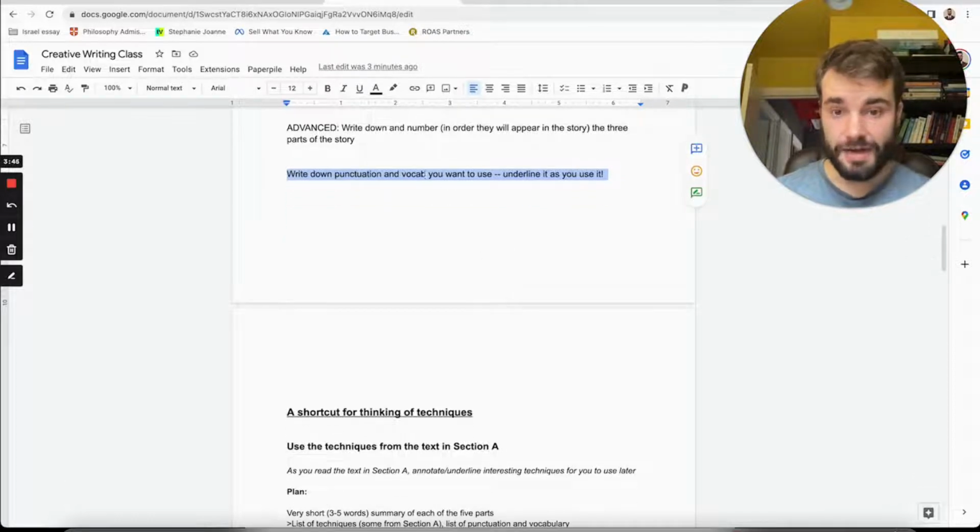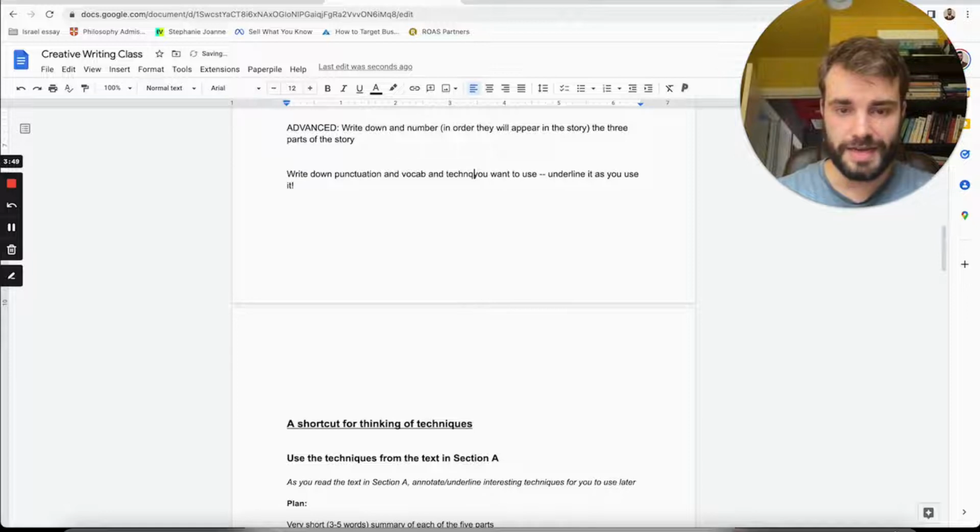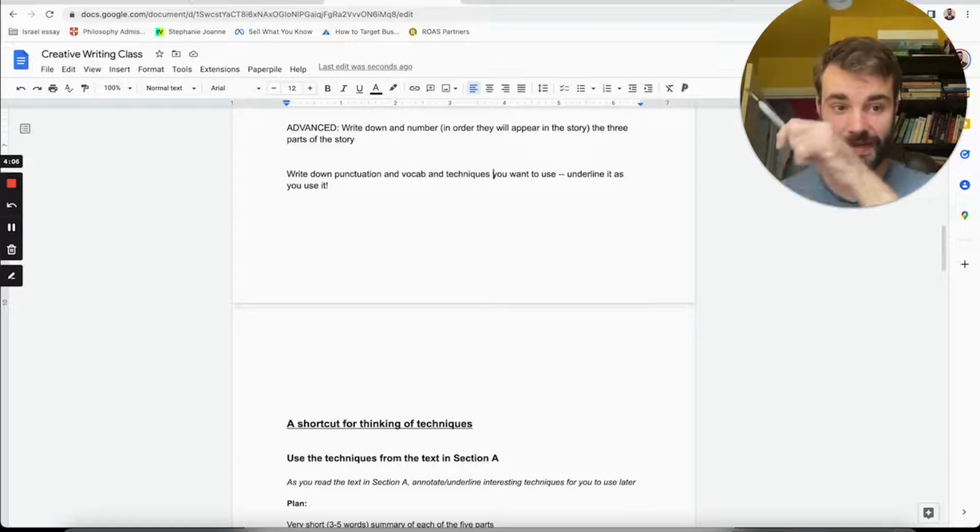Now, you can also do this with techniques, okay? So remember that in this paper, section A, you read a story and it will have certain techniques that have been used in it. When you did questions 2 and 3, you had to analyse those techniques. So you should already have underlined them. So you have an easy memory bank of techniques. Go back and use the ones that they used in the text. It's an easy way to think of them.